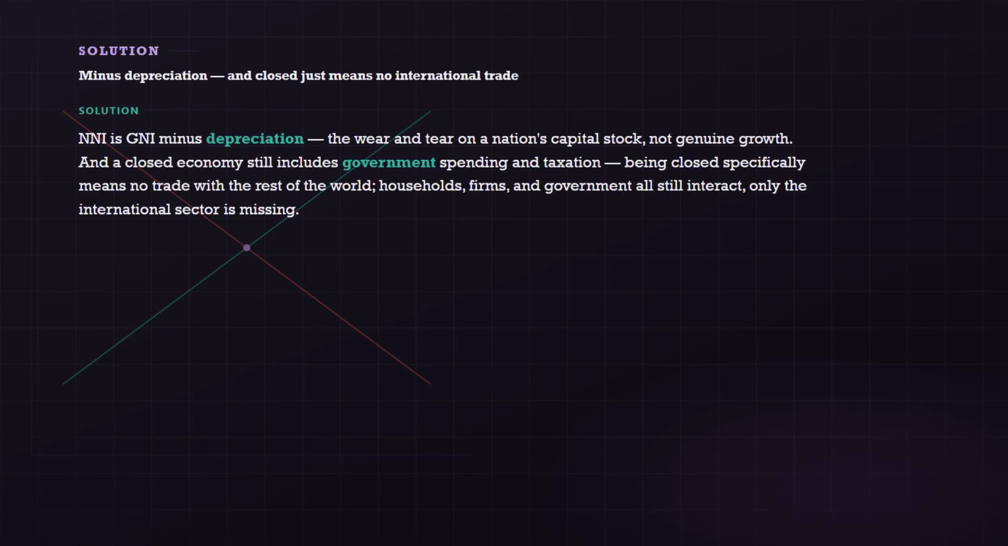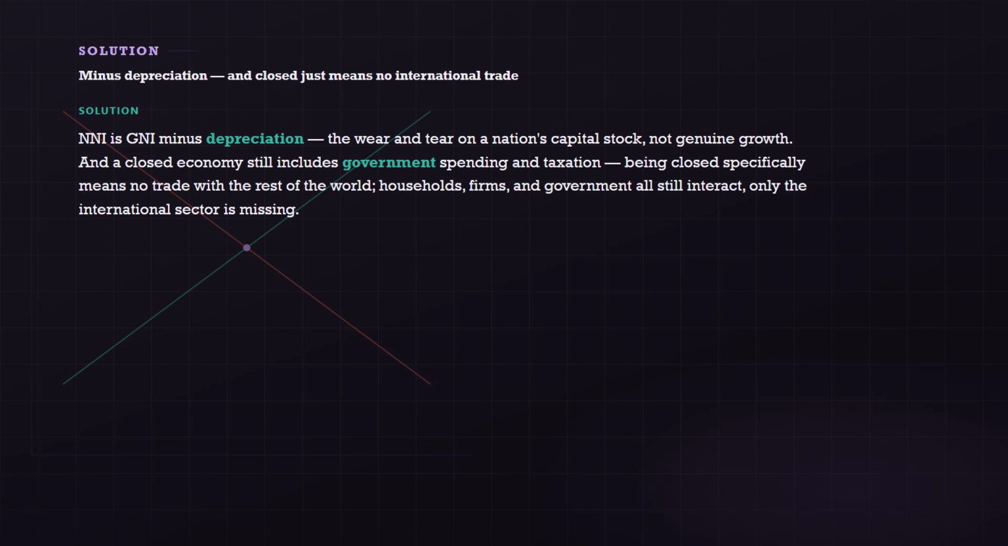Here is the solution. NNI is GNI minus depreciation, the wear and tear on a nation's capital stock. GNI counts the gross value of income. NNI is the net figure once you've accounted for capital that simply needs replacing, not genuinely growing the economy.